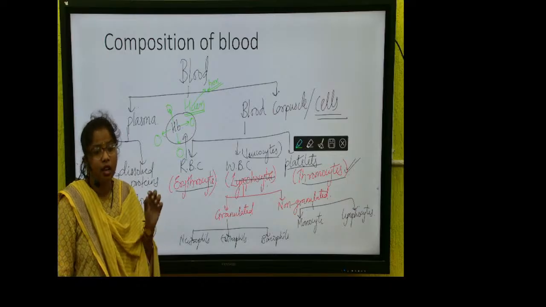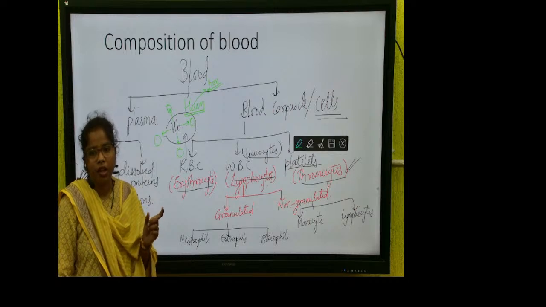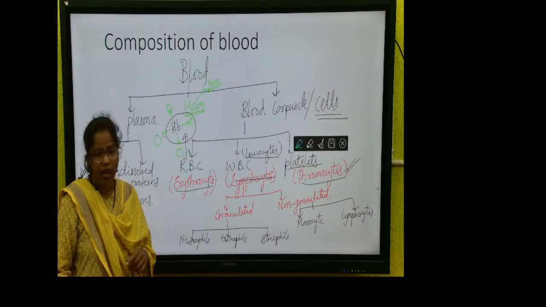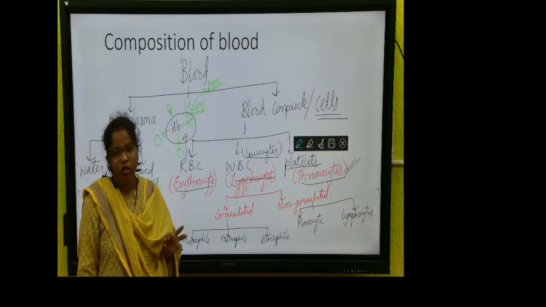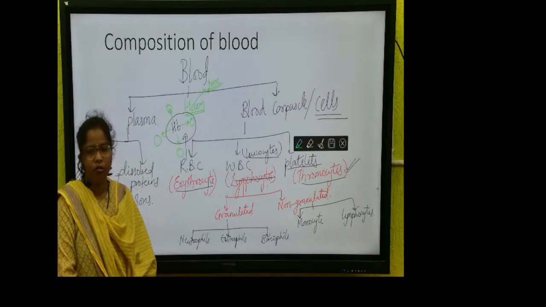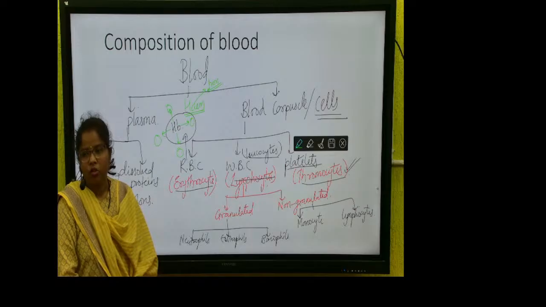it contains a respiratory pigment called hemoglobin. इस hemoglobin को क्या बोलते हैं, respiratory pigment. Okay, तो write in your copy the function of RBC. The function of RBC is transportation of gases due to presence of respiratory pigment called hemoglobin.